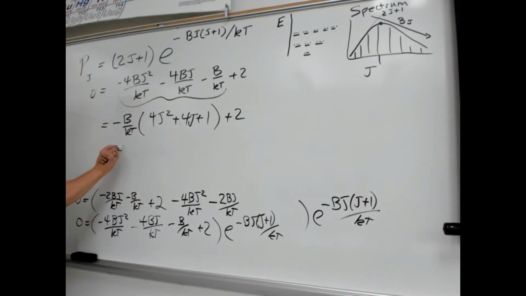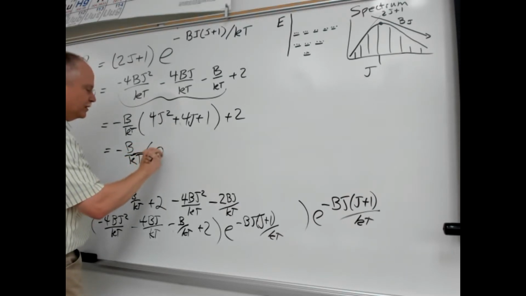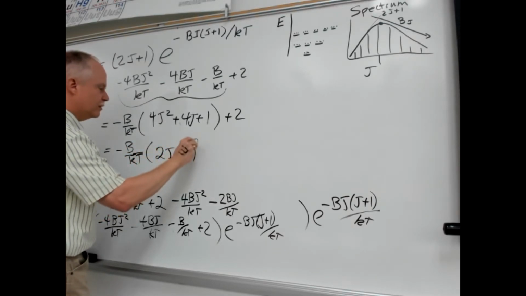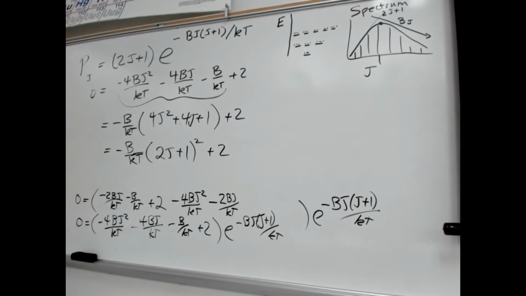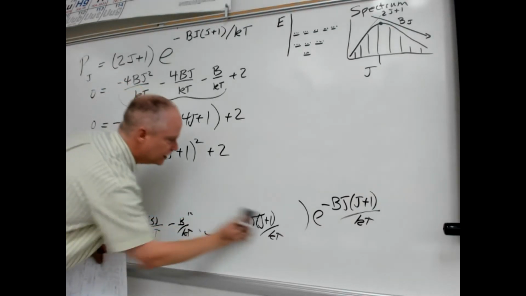Okay, so this is great. Minus b over kt, oops, big T, times 2j plus 1 squared plus 2. Is it equal to 0? And notice we have this minus piece and this plus 2 piece. We could bring this over here and set that equal to 2. There's lots of things we could do with this.